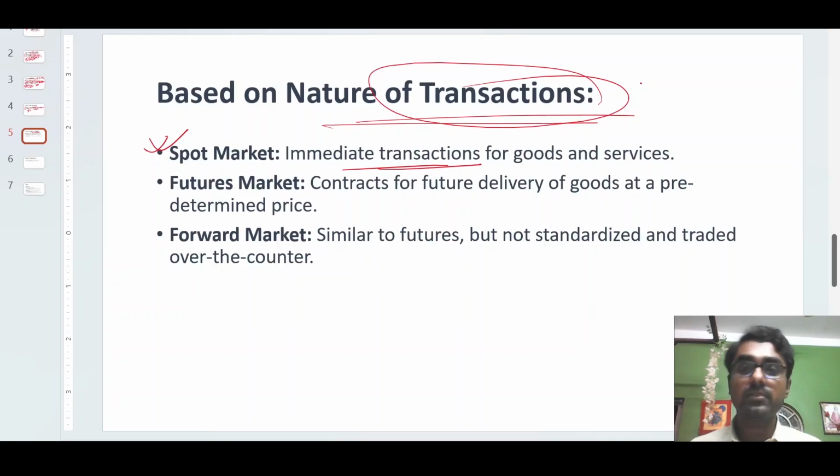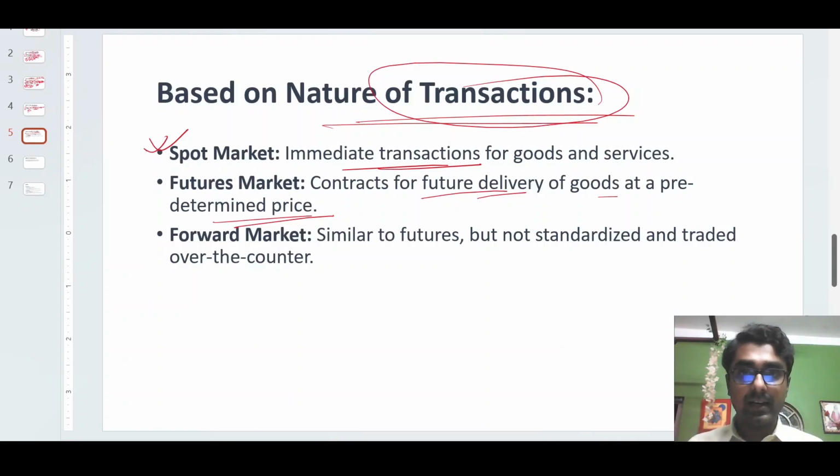Future market is what? The future market is basically contracts for future delivery of goods at a predetermined price. I'm just giving a very simple example. For example, you heard news that within 2 months the price of iron rod will be high, will be increased, right? Within 2 or 3 months.